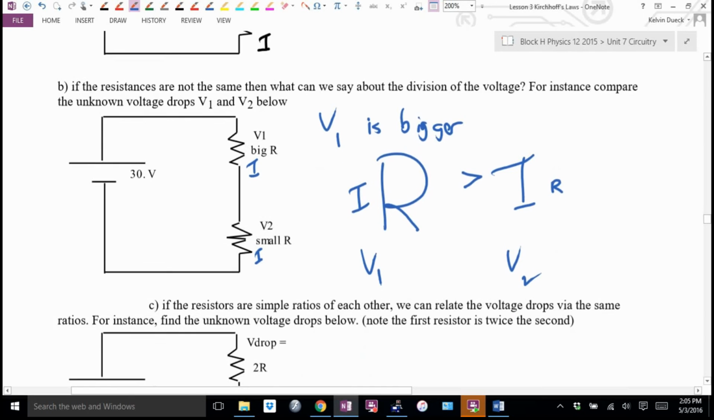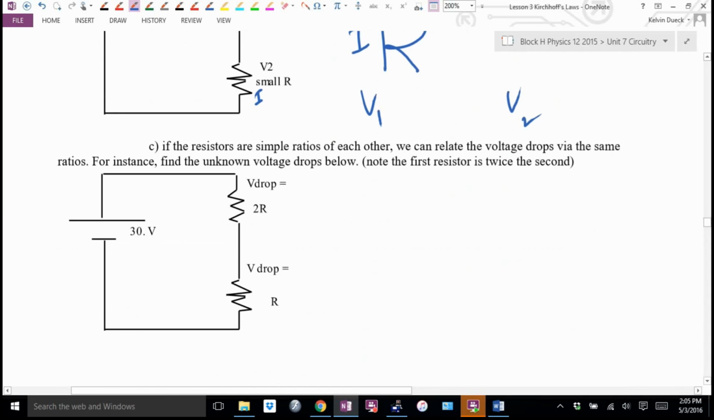Oh yeah, and again, if they're simple ratios of each other, we can relate the voltage drops via the same ratios. So, same current. Yes, because same wire. Big resistance means bigger voltage. You know what? Twice as big a resistance means twice as big a voltage. How can I split 30 volts up into a 2-to-1 ratio?